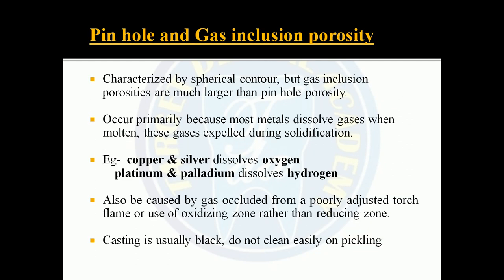Coming on to the pinhole or gas inclusion porosity, it is characterized by a spherical contour, but gas inclusion porosities are much larger than pinhole porosity. It occurs primarily because most metals dissolve gases when molten, and these gases are expelled during solidification. For example, copper and silver dissolve oxygen. Platinum and palladium dissolve hydrogen. It can also be caused by gas occluded from a poorly adjusted torch flame or use of the oxidizing zone rather than the reducing zone. So that's why reducing flames or reducing zones are used for melting alloy during casting. Casting is usually black and does not clean easily by pickling.